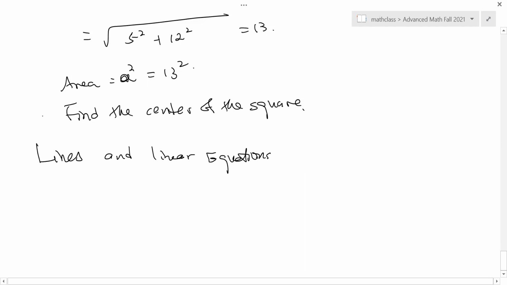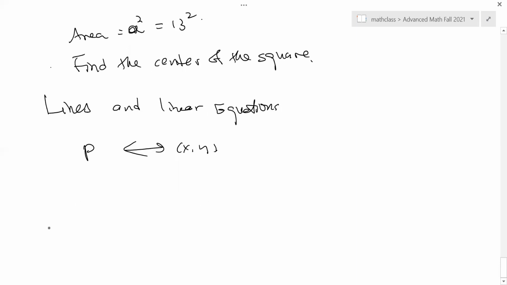There's a correspondence between a point and its coordinates, right? But you have a bunch of points. Can they be described by a linear equation, something like Ax + By + C = 0? Okay, let me show you why.